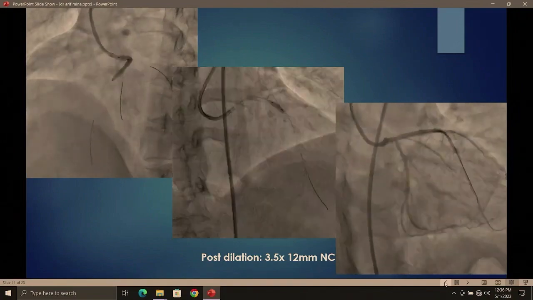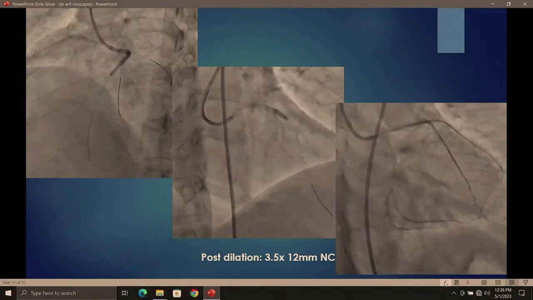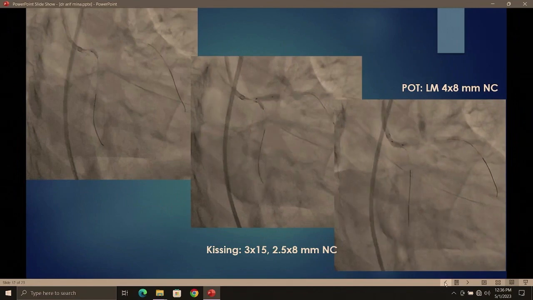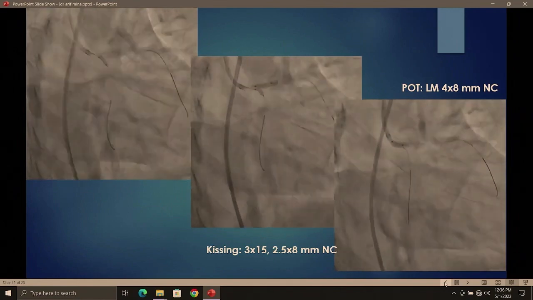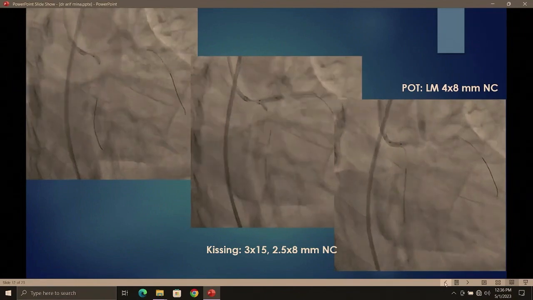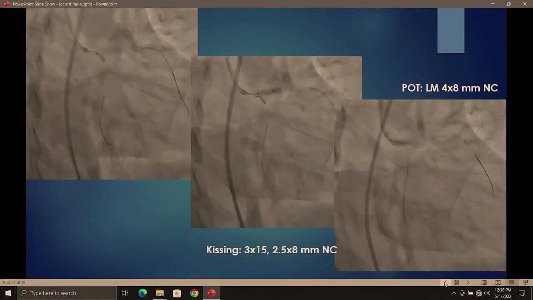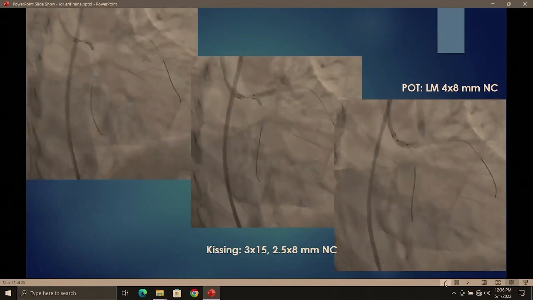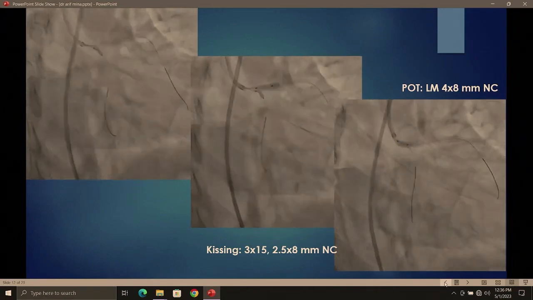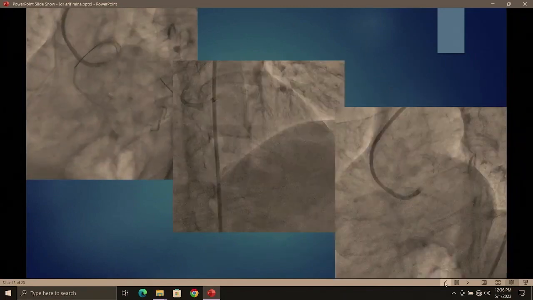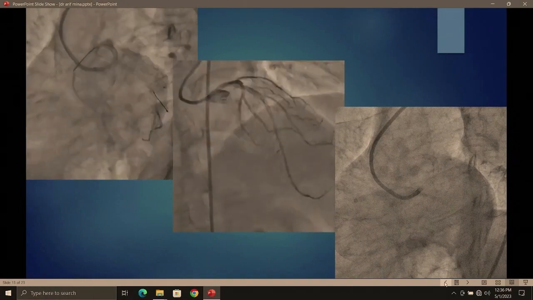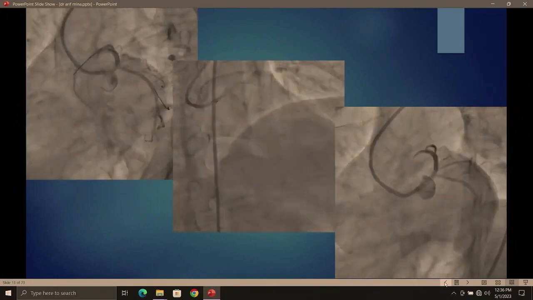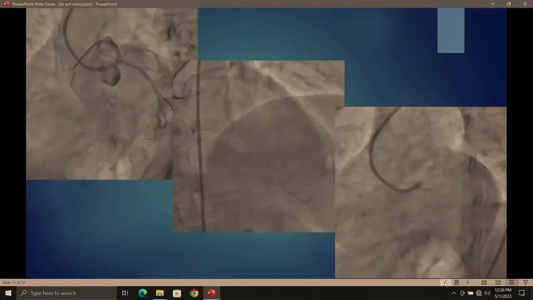And we can see there was significant narrowing in the LCx ostium. So we took another small balloon, crossed the LCx ostium, and did predilation. We also did kissing with a 3.15 balloon in the LAD and a 2.5 x 8 mm balloon in the LCx, and POT was done with a 4 x 8 mm NC balloon. So this was the final result, and we were quite happy with it. The angiographic result was satisfactory, so we completed our procedure and put the patient in post-cath.